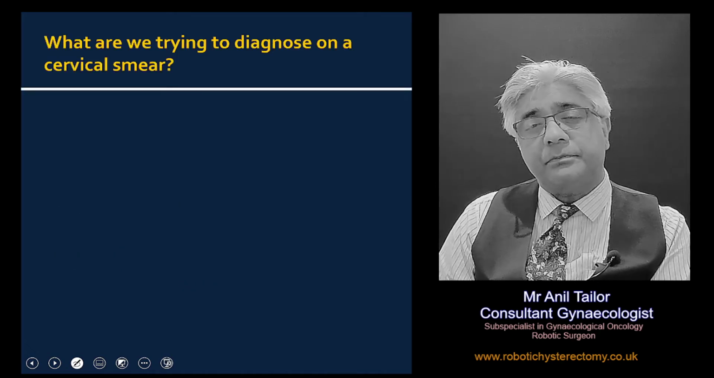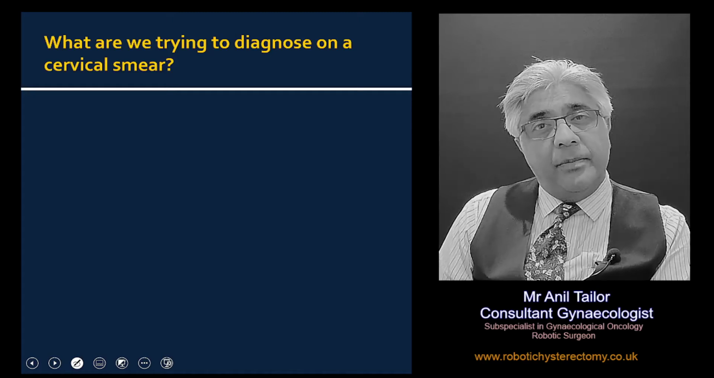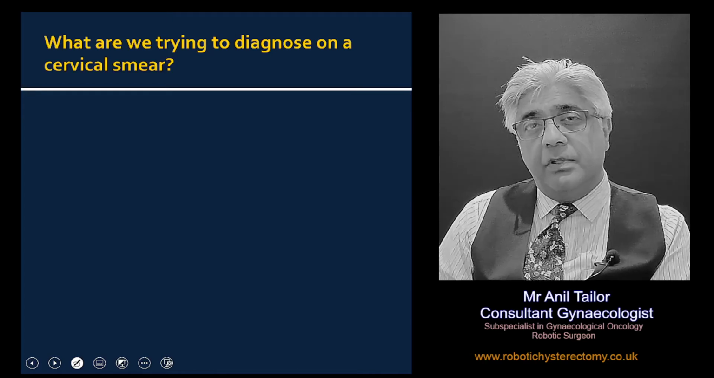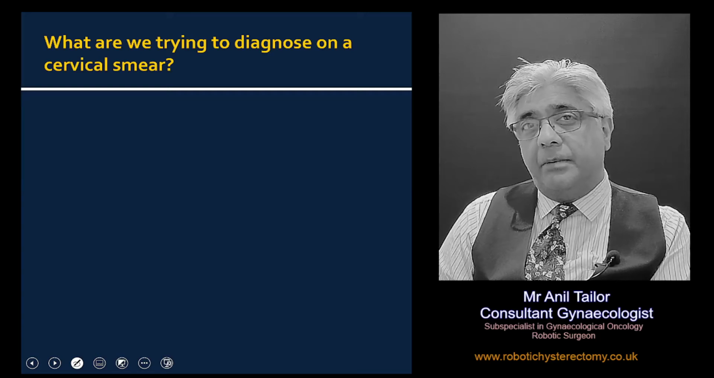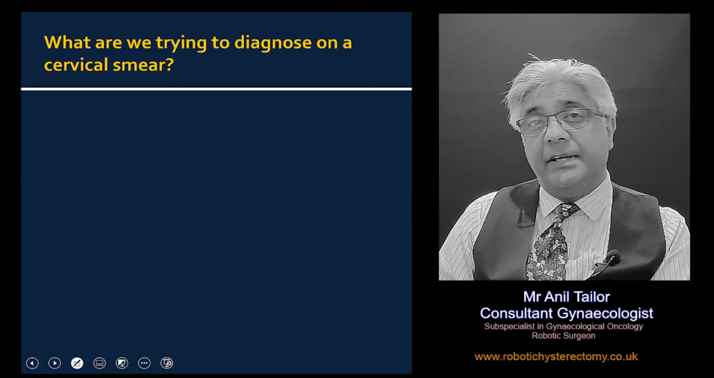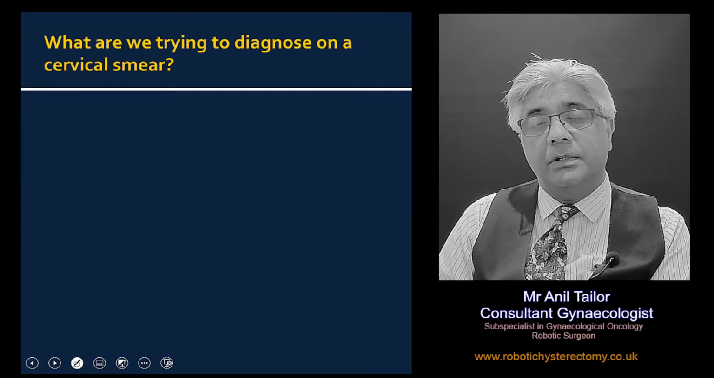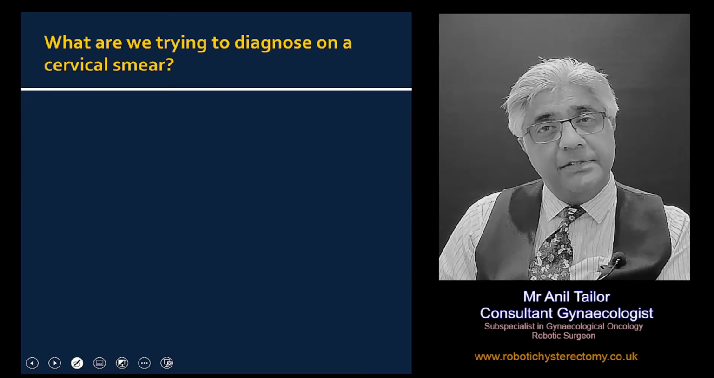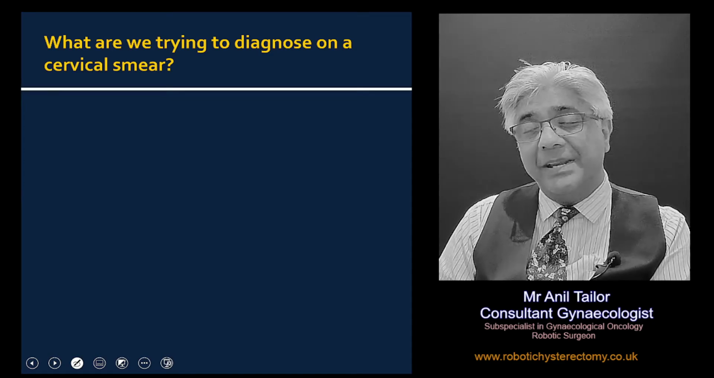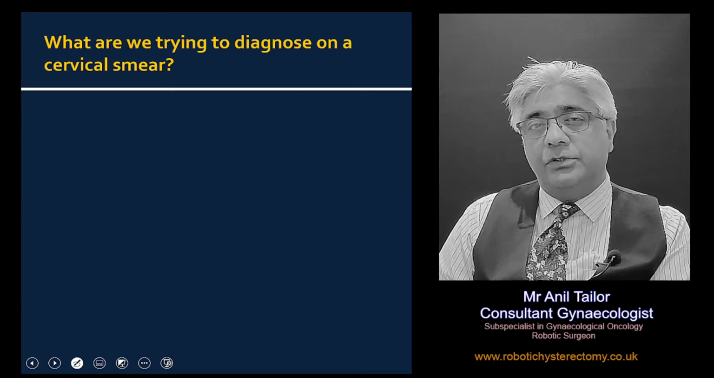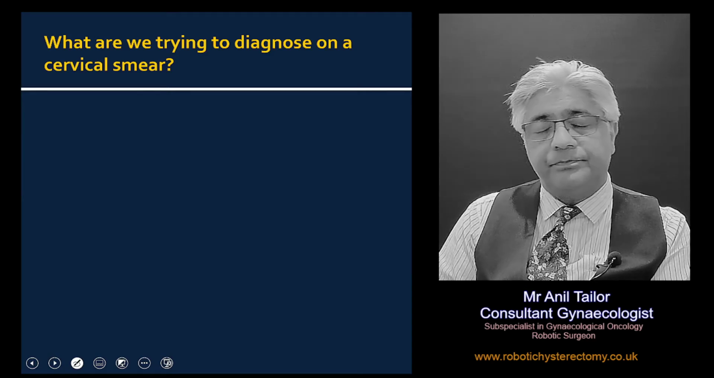So essentially, a lot of women wrongly assume that what smears are trying to pick up is cervical cancer. That is actually wrong. What smears are trying to pick up is cervical precancer. And so the difference between the two is important.